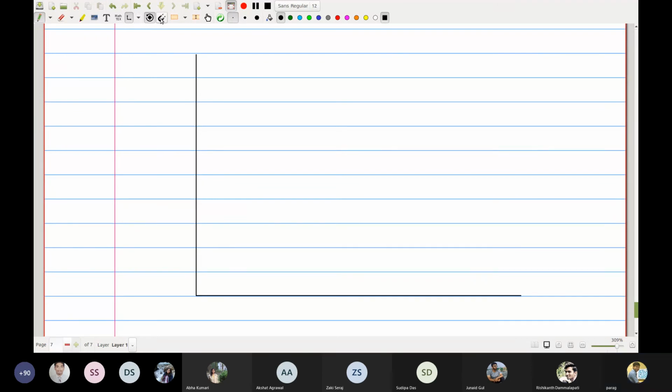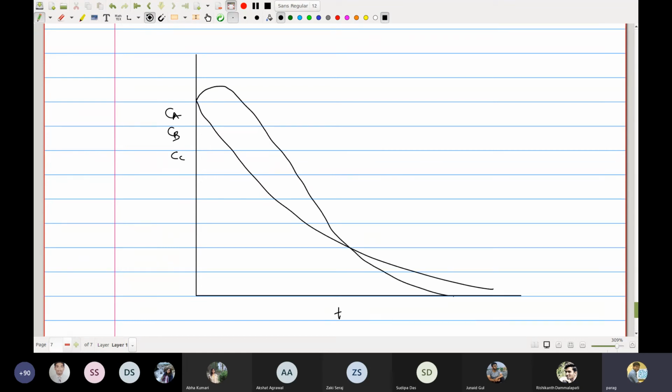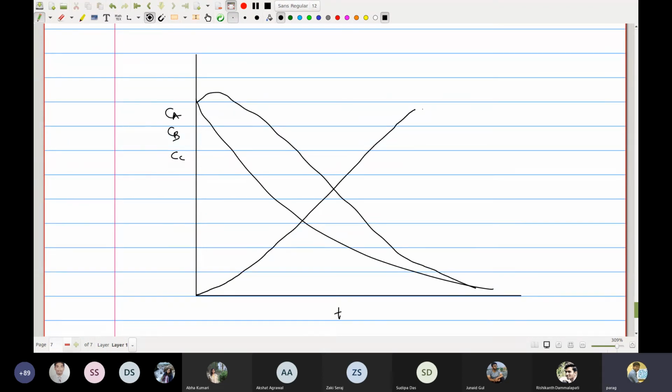So this is Ca, Cb, Cc versus time, and A will always reduce with time. B can increase with time and fall down, or it may fall down directly depending upon the parameters that you choose. But what about C? C will rise to a value and then it will become constant.